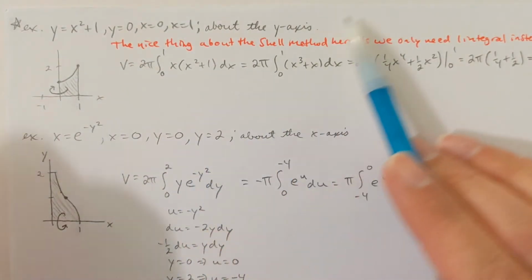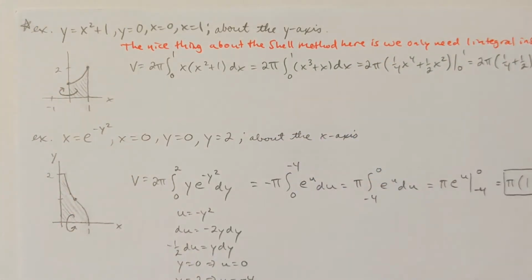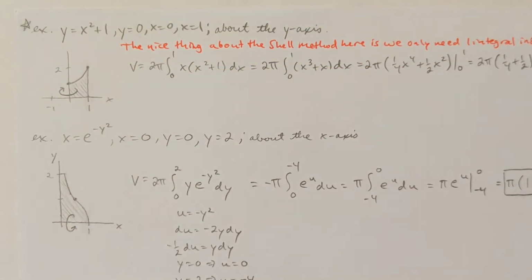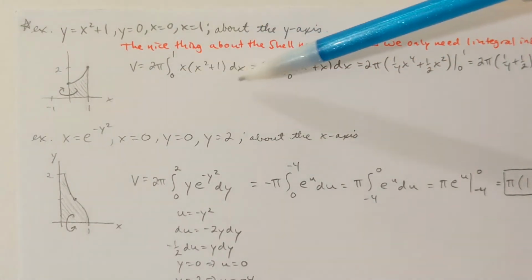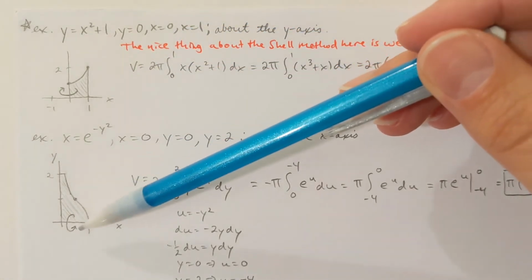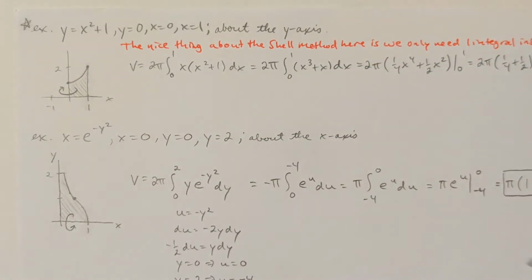Okay, the shell method is where, if you're rotating a region about the y-axis or something parallel to that, you want to use the variable x. If you're rotating a region about the x-axis or something parallel to that, like we'll see in the next example, you'll want to make sure that you're using the variable y. And I would also add, just like before, one of the first things that you'd want to observe is what the variable of integration is, whether that's going to be x or y.